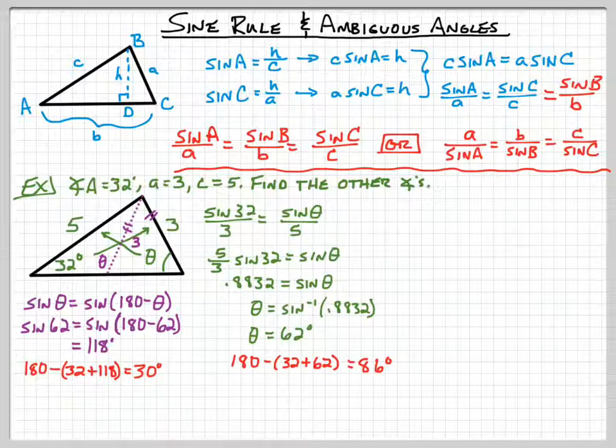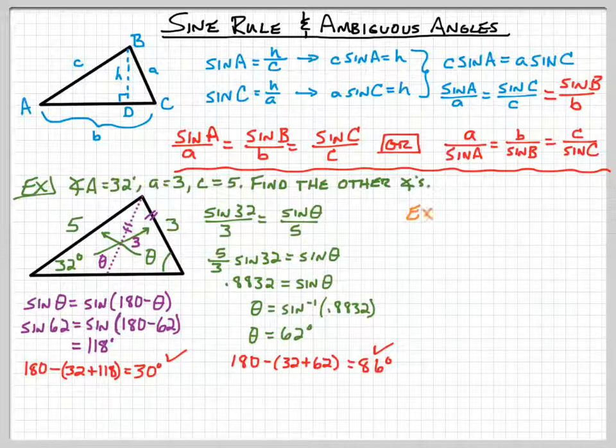So based on the information in this example, we could have two possible triangles for this situation. We could have one with angles 32 degrees, 62 degrees, and 86 degrees. And then we could also have one that is 32 degrees, 118 degrees, and 30 degrees. So this is that ambiguous case, those ambiguous angles. So whenever you're using the sine rule and you've got one angle and two sides, you've got to check to see if you've got that ambiguous angle in there, if there's another hidden triangle that you may not be considering.